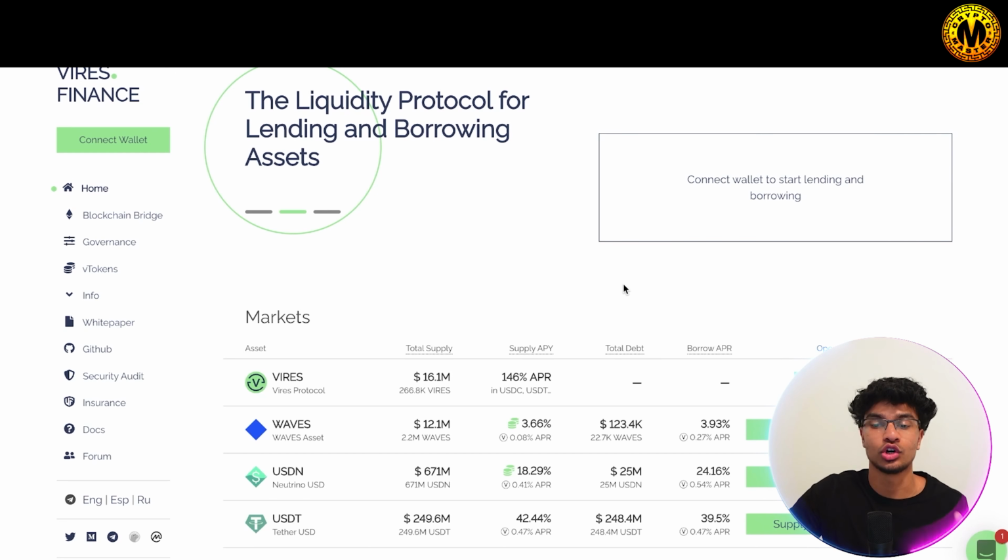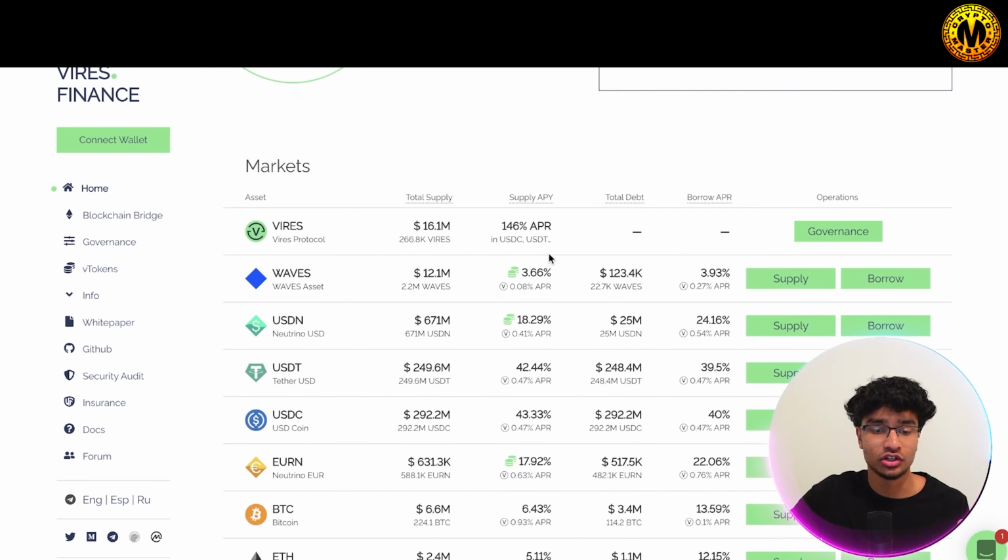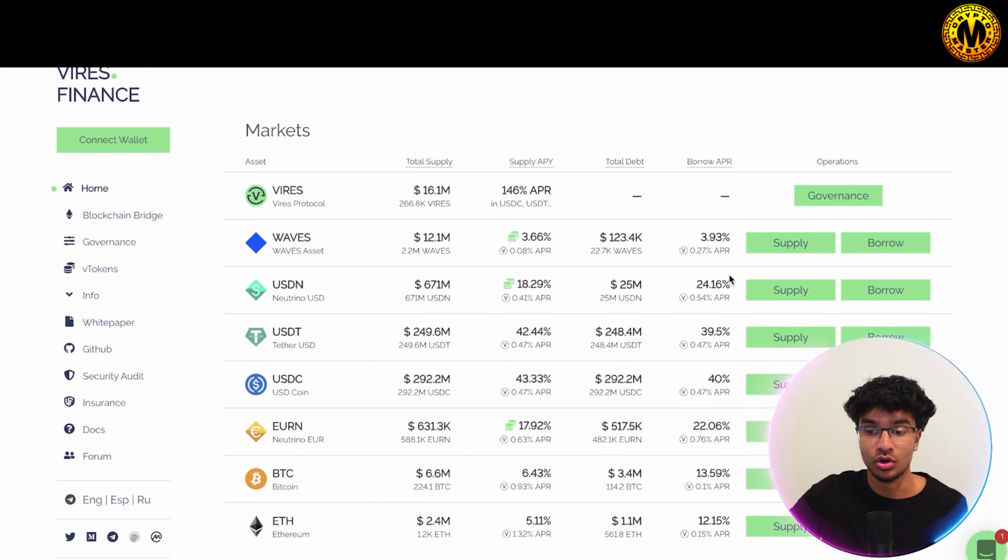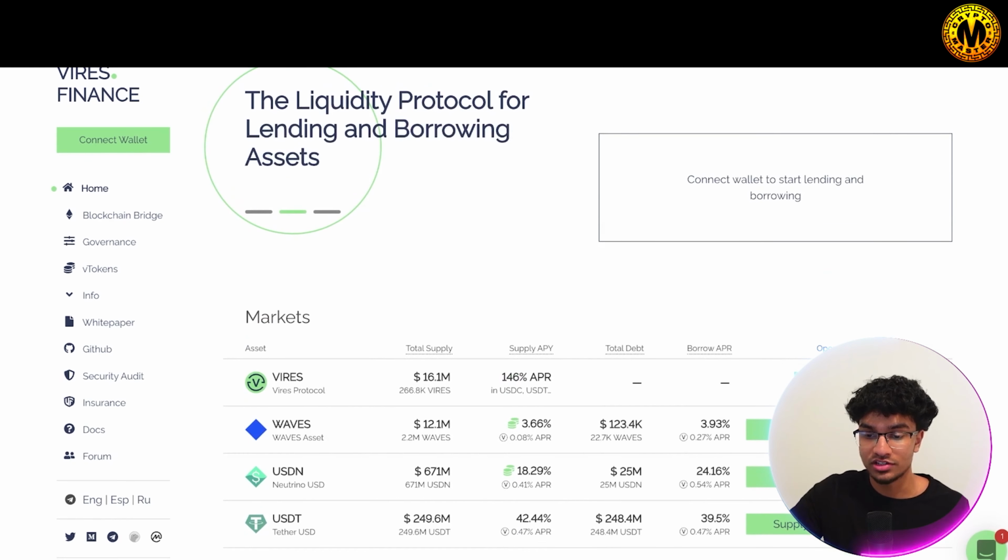As you can see right on their homepage, you have an option to connect your wallet to start lending and borrowing. And here are some of their assets in their market. So as you can see, you can supply and borrow the Waves asset, USDT, USDC, and all these different coins as well as Bitcoin and Ethereum. So pretty cool stuff. You guys are able to earn percentage of APR on them as well.